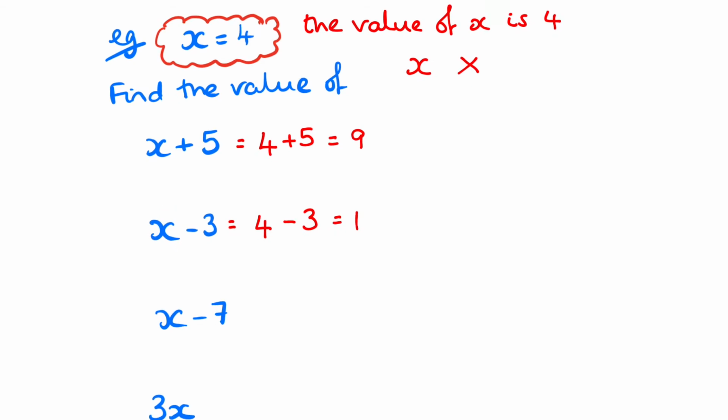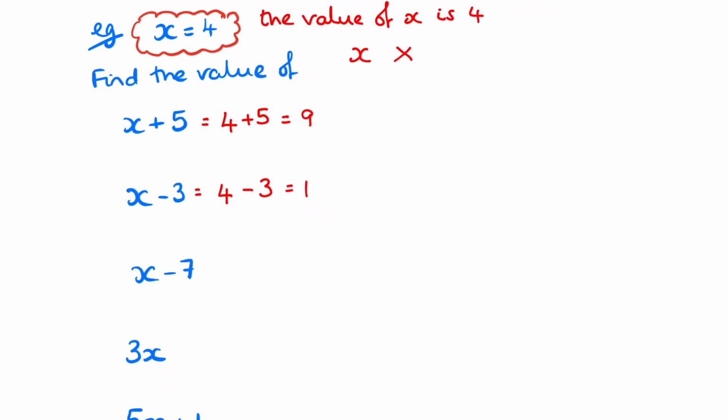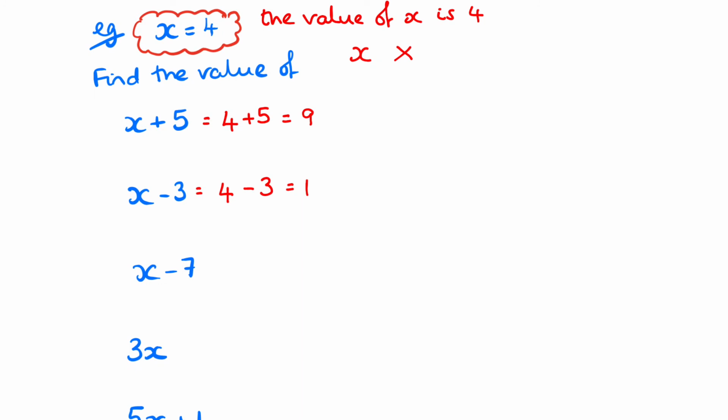The next one. Remember, x is still equal to 4 because we haven't been told any different. So next, x take away 7. It's going to be 4 take away 7 because we're swapping out the x for its value, which is 4. Now, this goes back to our integers, doesn't it? Because if we do 4 take away 7, remember 7's bigger than 4.